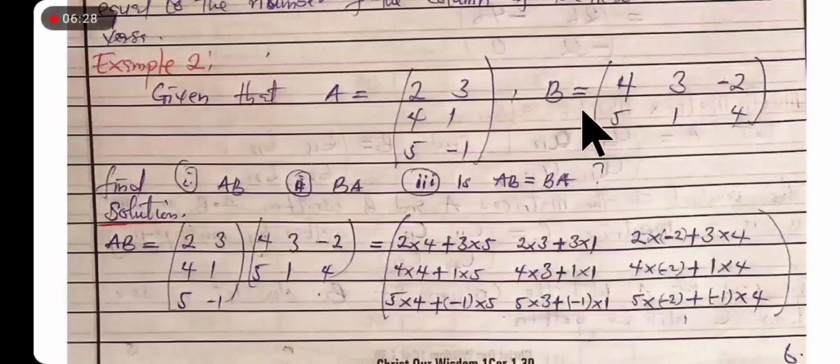Is this matrix multipliable? Can we multiply it? Yes. Why? Because the number of rows of matrix A is the same as the number of columns of matrix B. How many rows did matrix A have? It has 1, 2, 3 rows. How many columns did matrix B have? 1 column, 2 columns, 3 columns. So 3 rows, 3 columns. So therefore, they can be multiplied. So find AB, BA, and then the last one: is AB equal to BA? We'll find out.